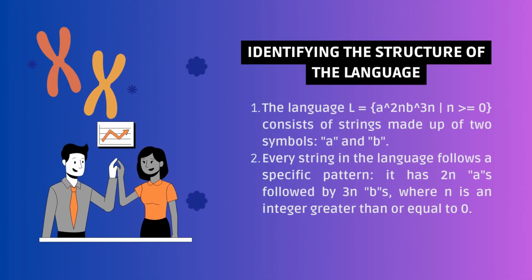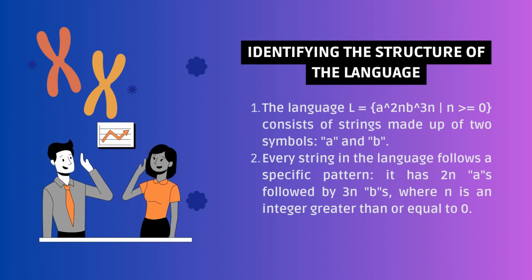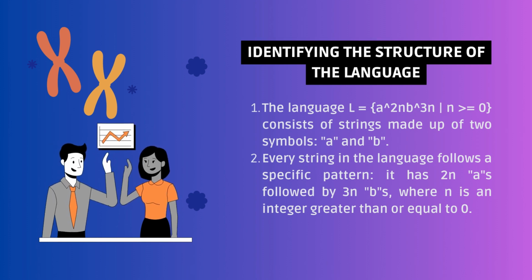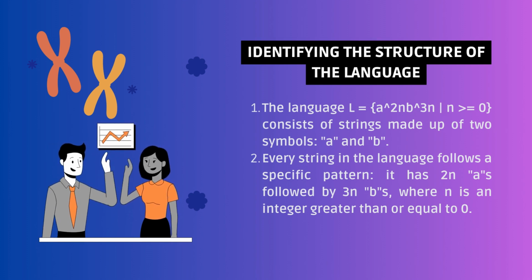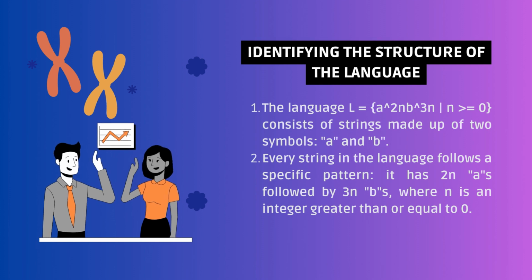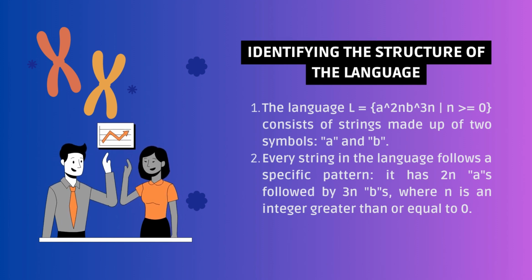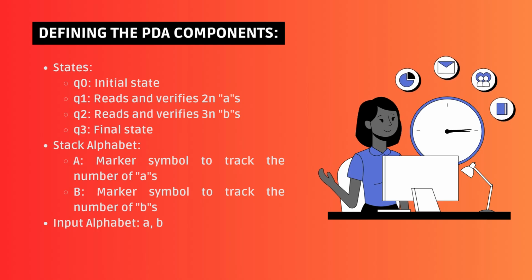Let's first identify the structure of the language. The language provided presents strings crafted with 2 distinct symbols. Now, the enchanting part lies in the pattern each string adheres to. It's a symphony of n As followed by 3 Bs, where n is an integer greater than or equal to 0. Our next step is to define the PDA components.